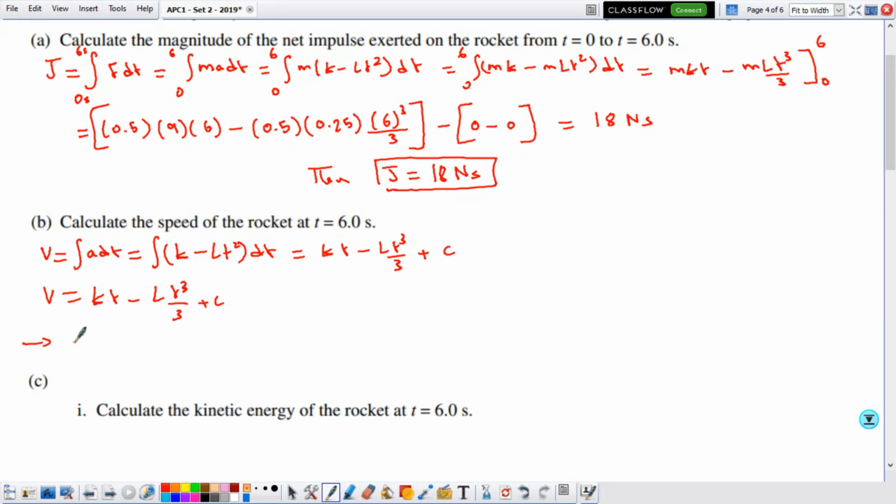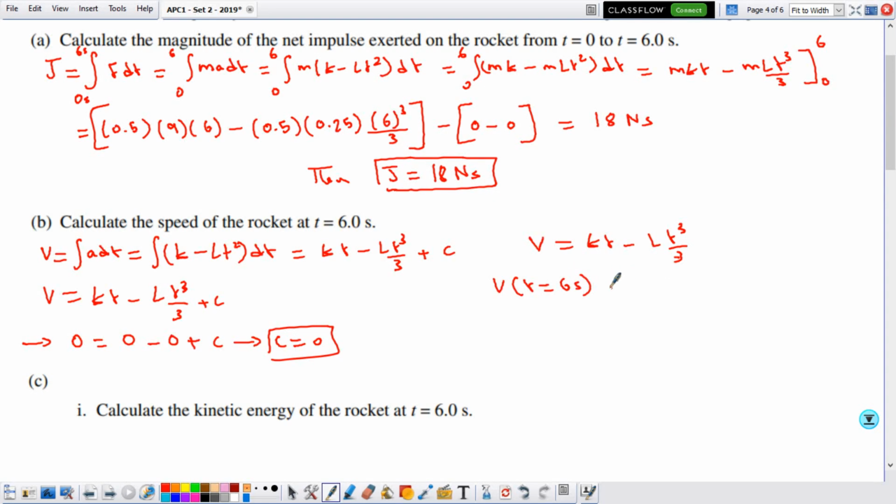Now if we replace t by 0, the initial velocity is 0, that would be 0 plus c, which makes the constant c to be 0. Then now we know that the velocity is given by kt minus lt cubed divided by 3, and we need to calculate the velocity at a specific instant given by 6 seconds, which means the value of v is given by 9 multiplied by 6 minus 0.25 divided by 3 multiplied by the time, which is 6 to the power of 3, and that would give us 36 meters per second.